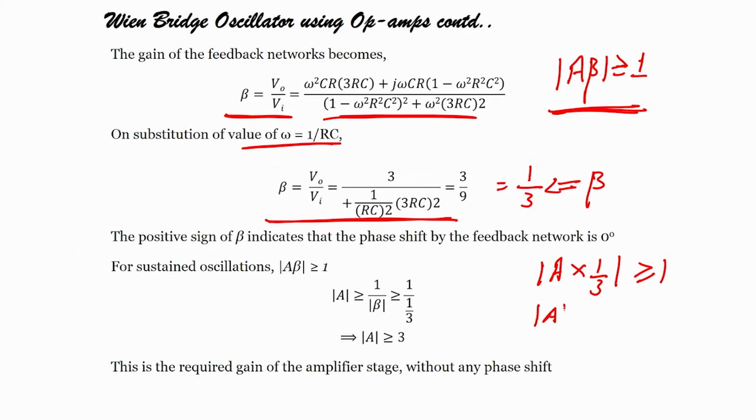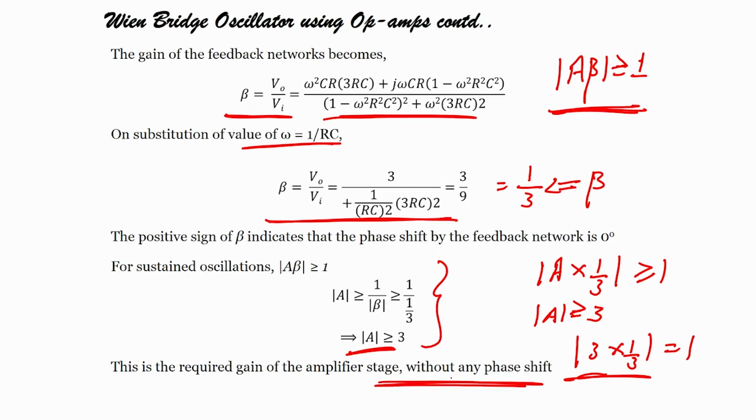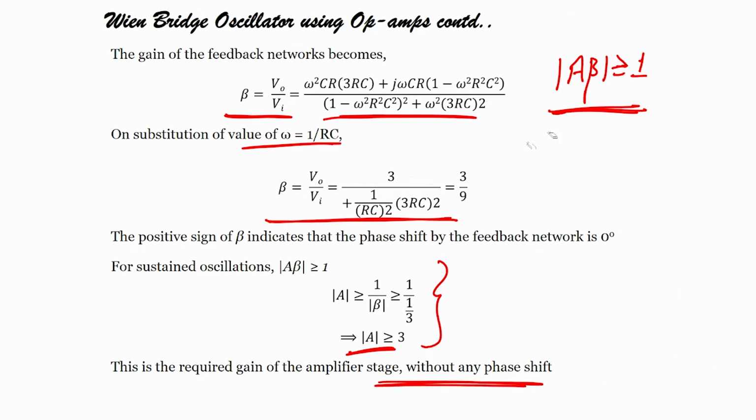So, A can be 3, or we can write greater than or equal to 3. So, 3 into 1 by 3 is equal to 1. This is what is written here. Once I know what beta is, I should find A, and that should be greater than or equal to 3. This is the required gain of the amplifier stage without any phase shift.